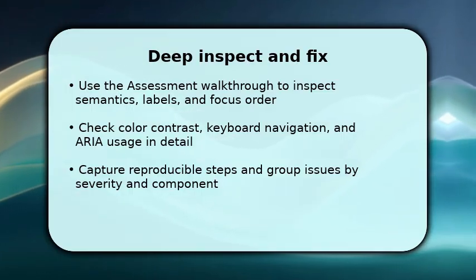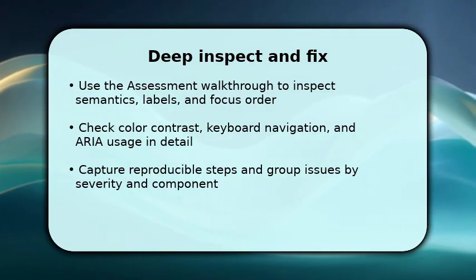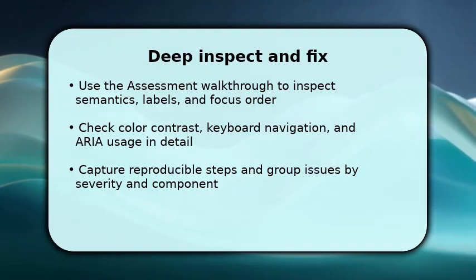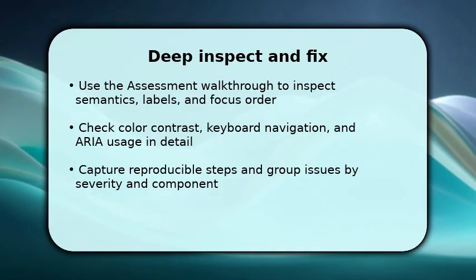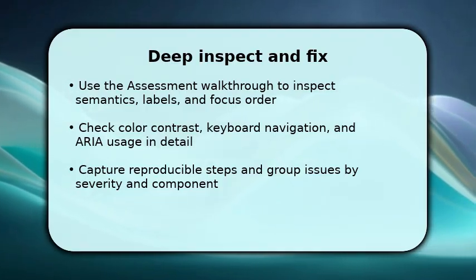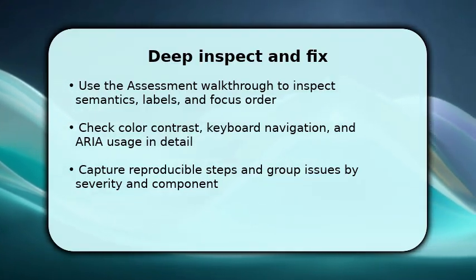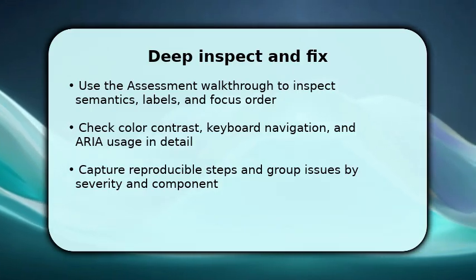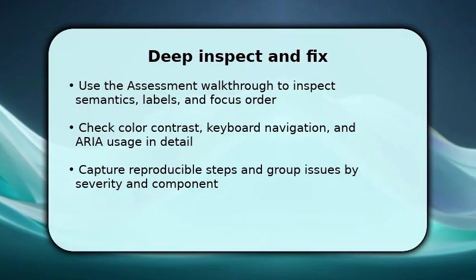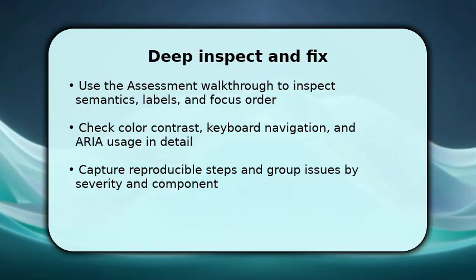Then, check color contrast ratios, keyboard operability, and ARIA patterns. Fix incorrect roles or redundant attributes as you find them. Make sure to capture reproducible steps for each failure and group issues by severity and affected component so fixes are efficient. This organized approach prevents backtracking and keeps developers focused on the highest impact.